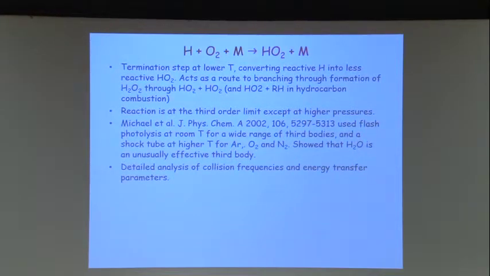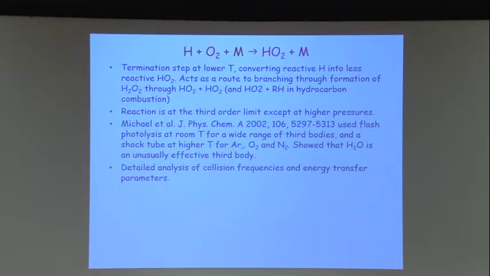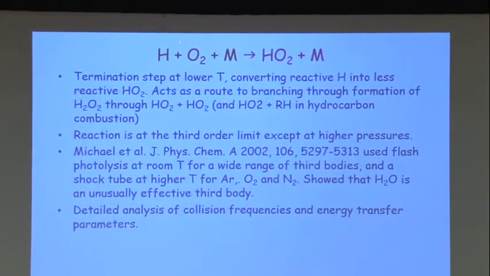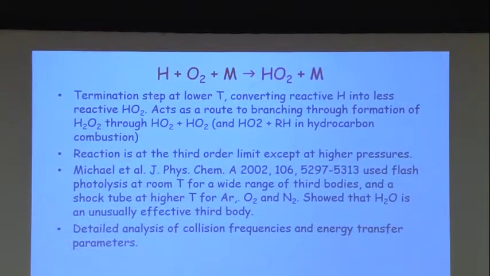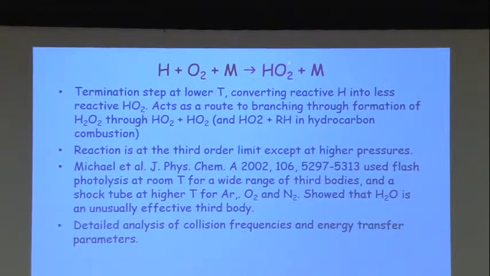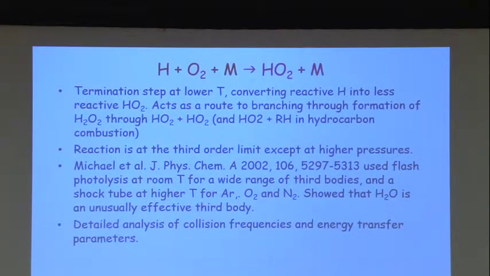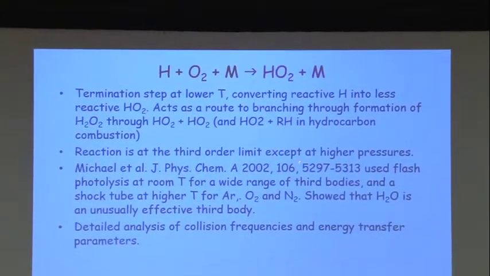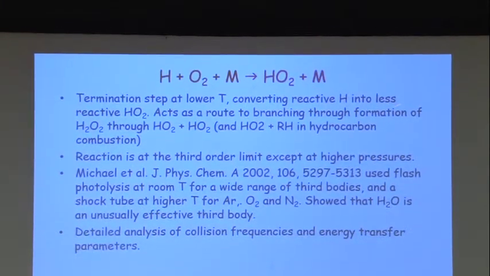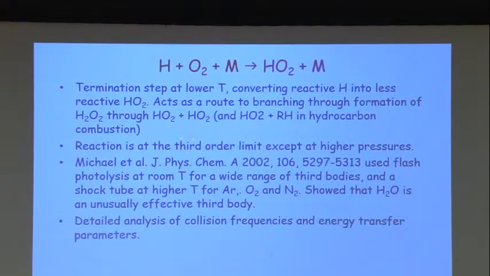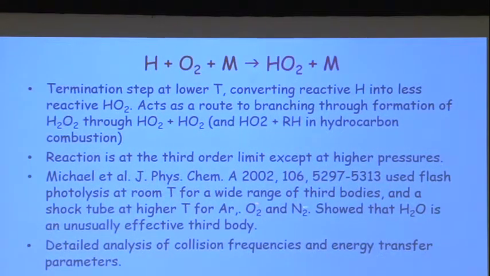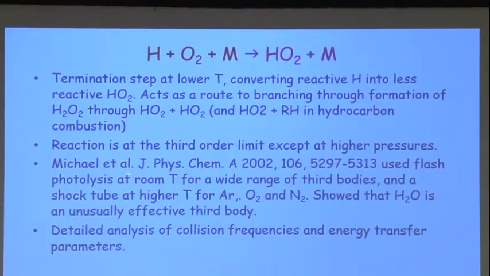H plus O2 plus M. So this is the termination reaction. What happens is this is in competition with the branching step. It forms HO2, an energized HO2, and you need a third body there to stabilize the HO2. It acts as a route to branching through the formation of hydrogen peroxide at higher temperatures. And the reaction is at the third order limit, except at very, very high pressures.